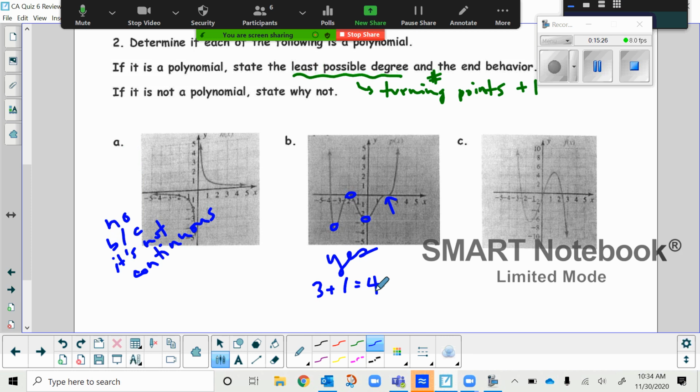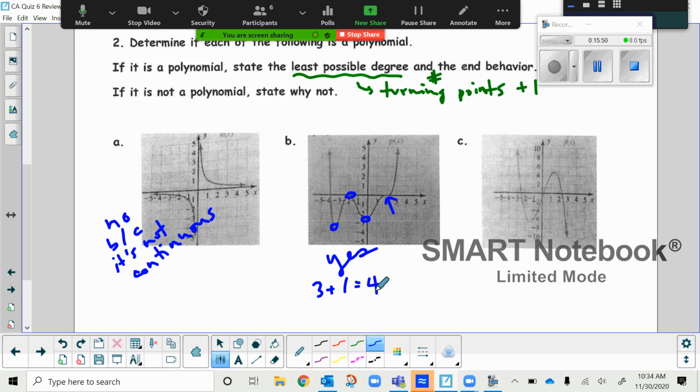That thing I put the arrow on is like a special circumstance, which I don't want to tell you about because I don't want to confuse you, but we are going to be talking about it when we come back after Christmas break. But for now, we'll keep it super simple. Least possible degree, we're going to say 4 because there's 3 turning points plus 1, and that gives you the least possible degree. And the end behavior, that one you should remember.